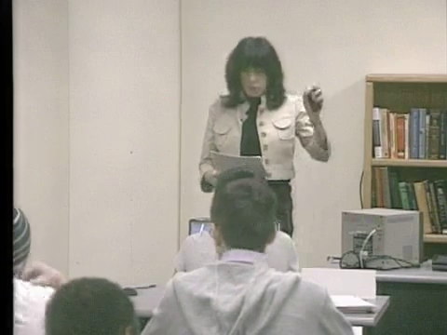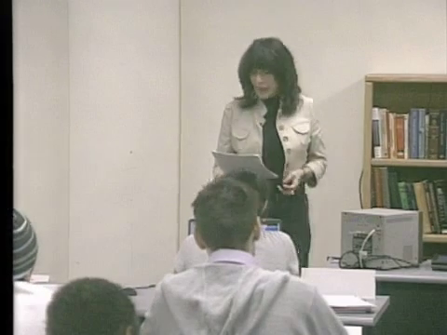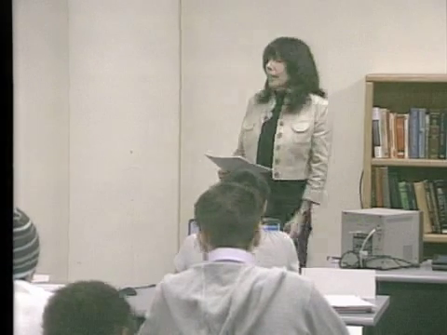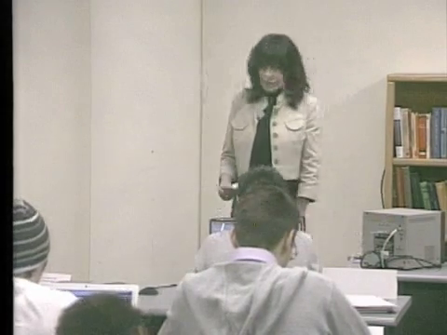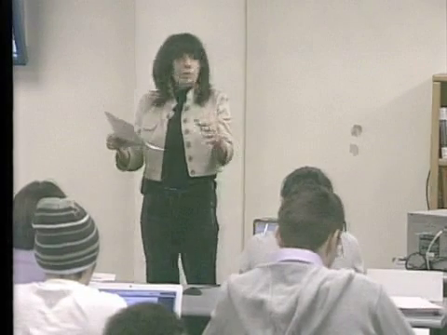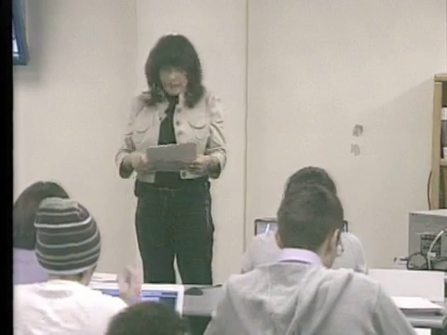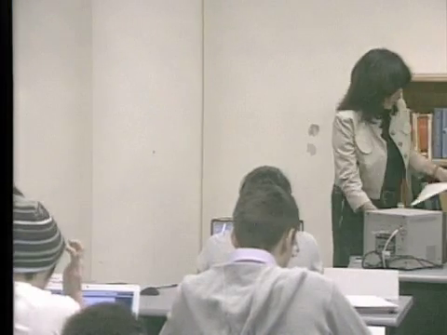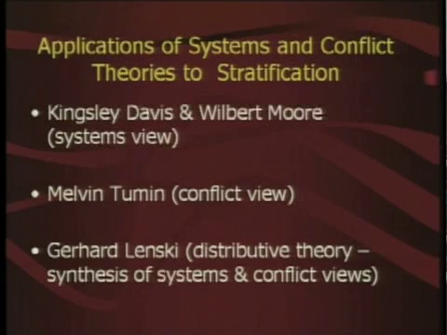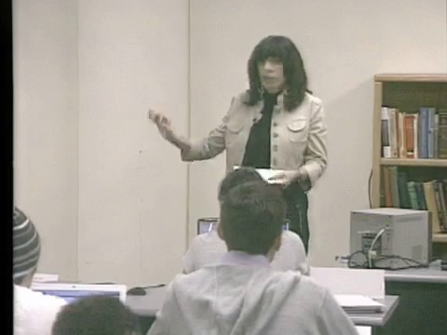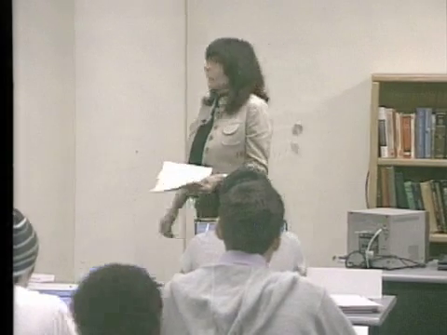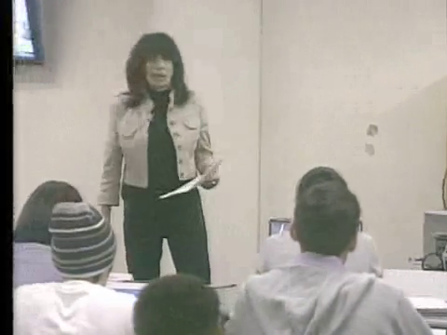Okay. What Davis and Moore argued, this was in the 1940s, they said stratification is necessary. He's coming from a systems perspective, structural functional perspective. They said stratification is necessary. Every society has certain tasks that it absolutely has to accomplish. And therefore, since every society has tasks that it has to accomplish, what do we have to do?